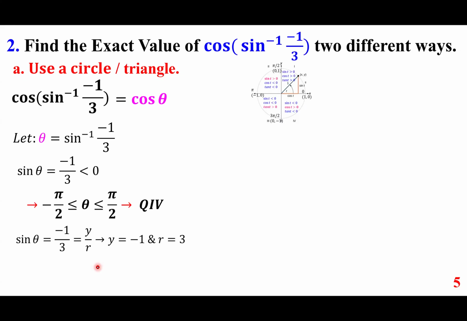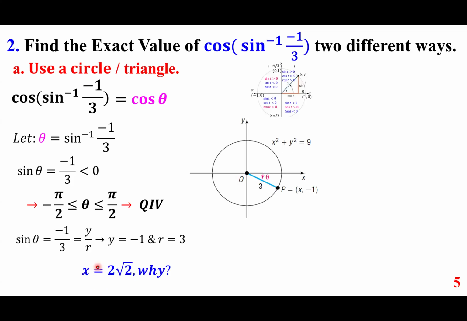So now we can calculate the x. Remember, x squared plus y squared is r squared. It becomes 2 square root of 2. Here's the reason. X squared plus y squared is 9. So here's the location, the fourth quadrant. P has coordinates x comma negative 1.